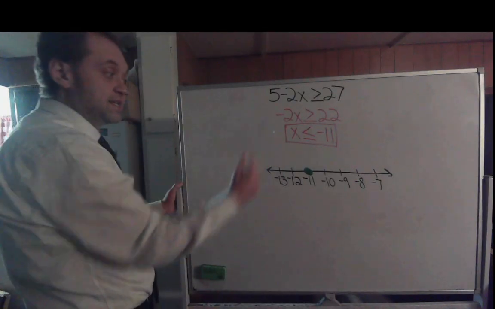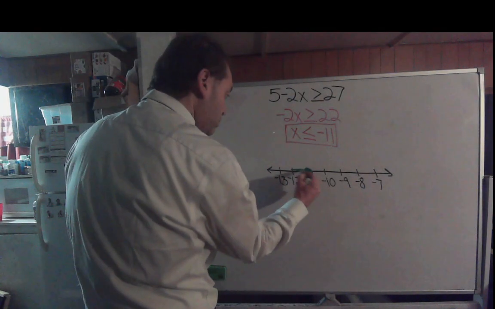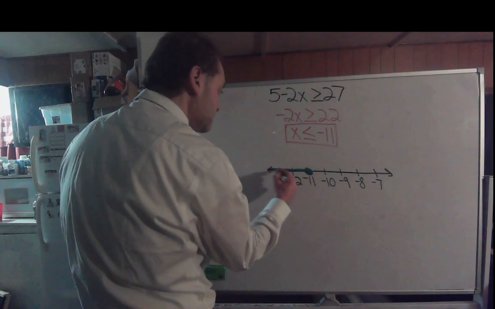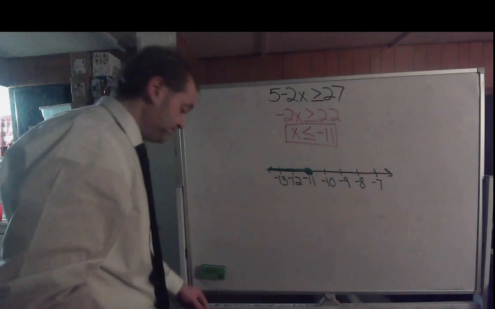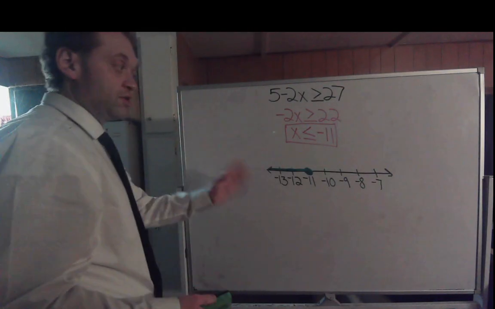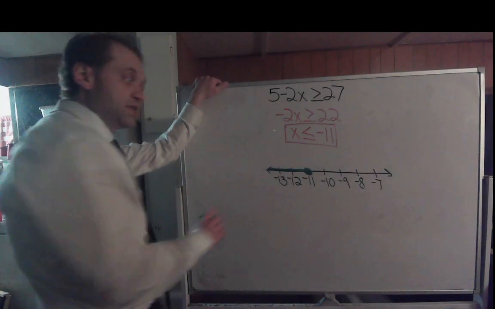And since it's less than negative 11, you'll shade every point to the left. You'll shade to the left to denote that it keeps decreasing in value. So that would be the graph of x is less than or equal to negative 11.